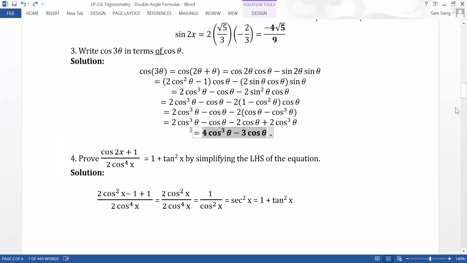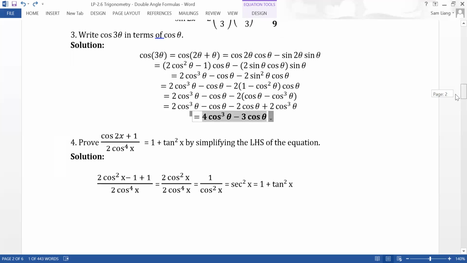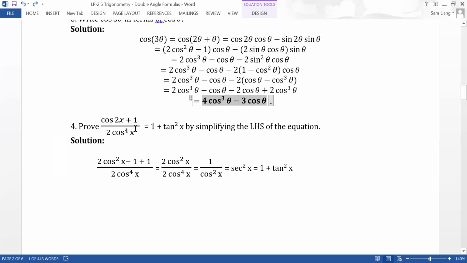Okay, so moving on to question 4. On the homework tonight, by the way, you're going to have some of these questions like prove an identity. And we're going to use the identities and the formulas we know to simplify. So we have cosine 2x plus 1 over 2 cosine to the 4th x, and we have to show that this is equal to 1 plus tan squared x. We're going to do that by simplifying the LHS. LHS, by the way, stands for left-hand side of the equation. So we'll simplify this.